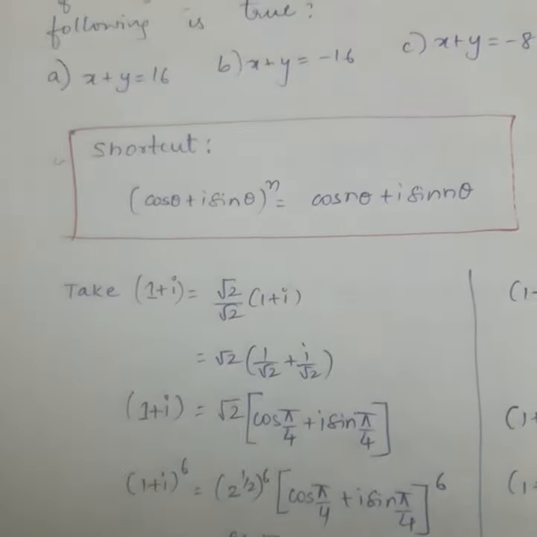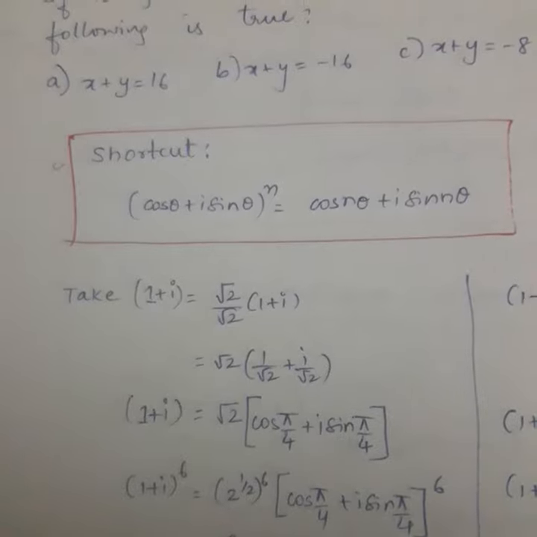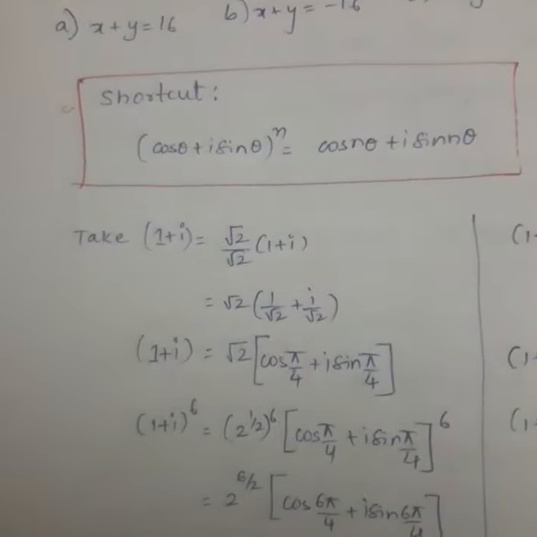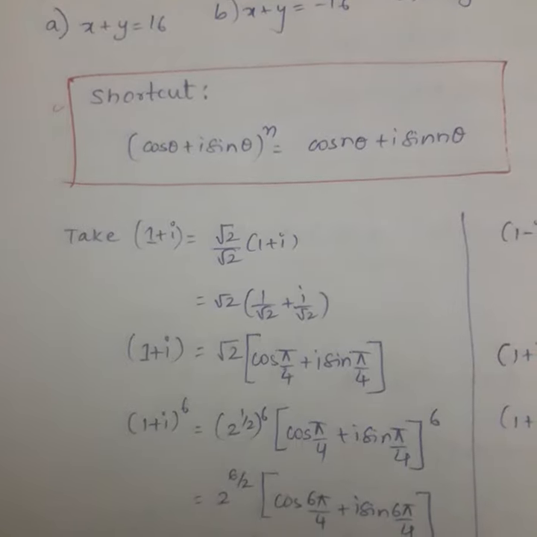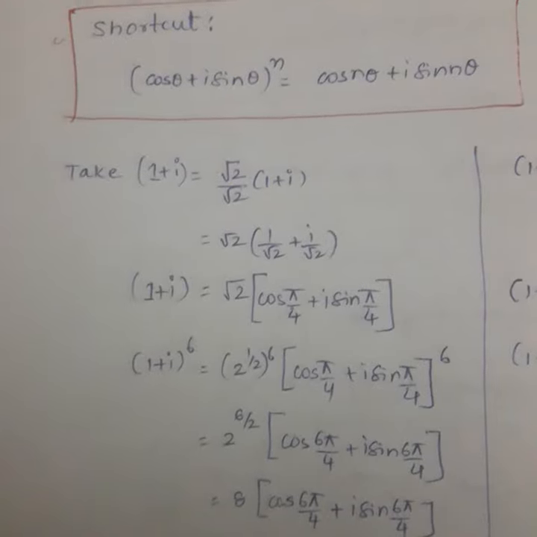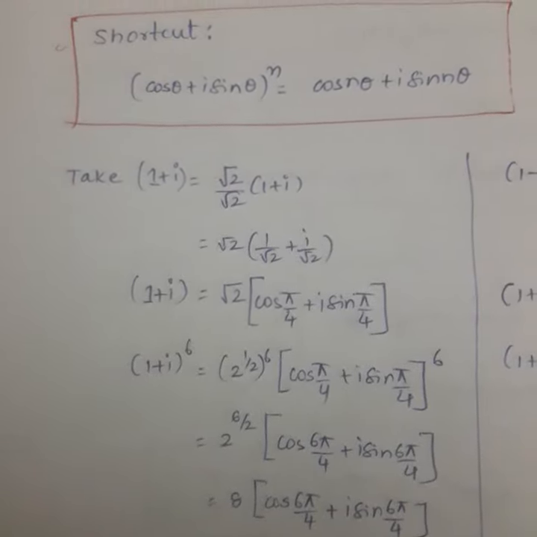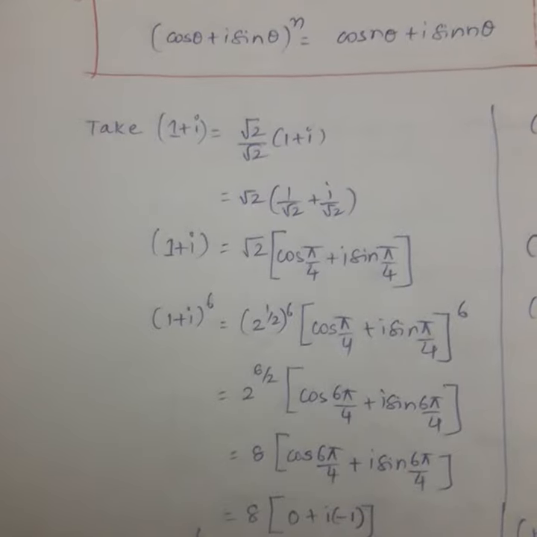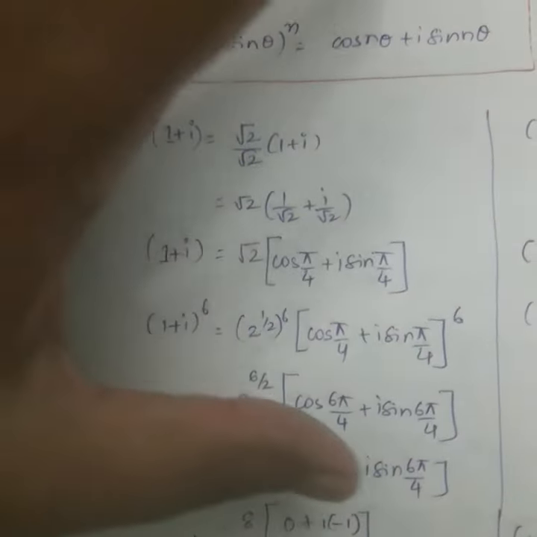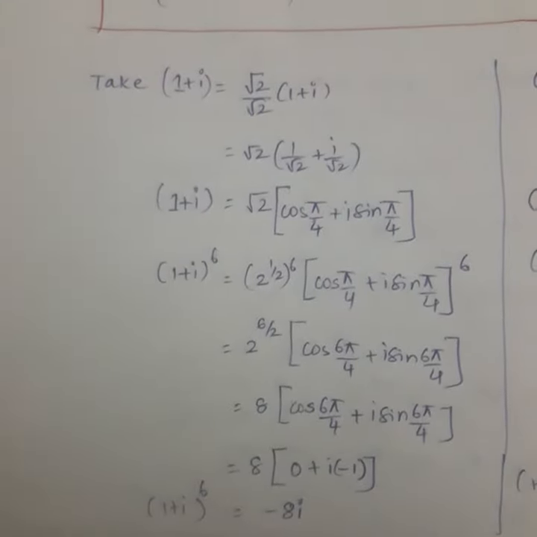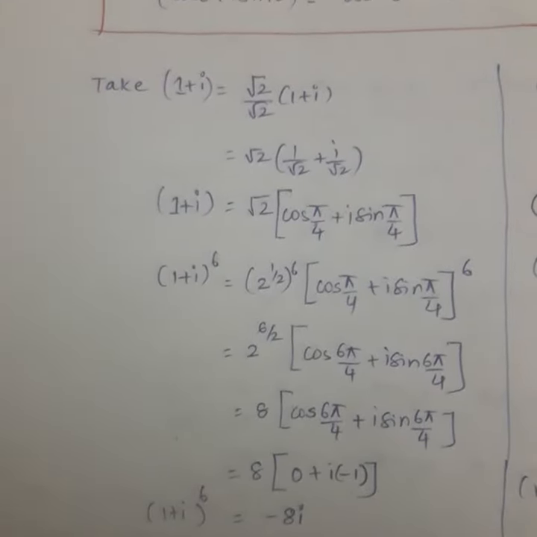root 2 I can write as 2 to the power of 1 by 2. So I get 2 to the power of 6 by 2 into (cos pi by 4 plus i sin pi by 4) whole to the power of 6. That is nothing but 2 to the power of 6 by 2 into (cos 6 pi by 4 plus i sin 6 pi by 4). So I am getting 8 into (cos 6 pi by 4 plus i sin 6 pi by 4). We know cos 6 pi by 4 is nothing but 0 and sin 6 pi by 4 is nothing but minus 1. So (1 plus i) to the power of 6 I am getting as minus 8i.